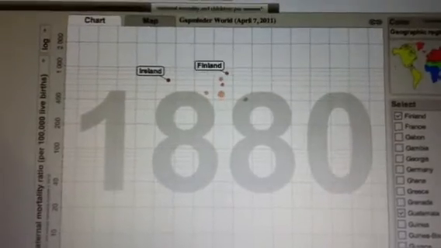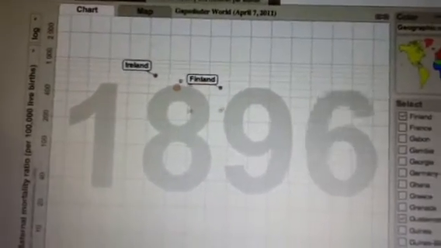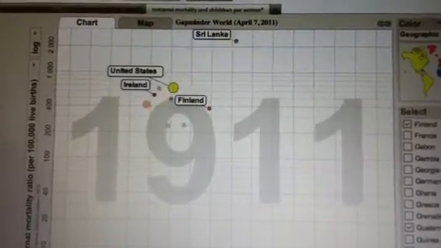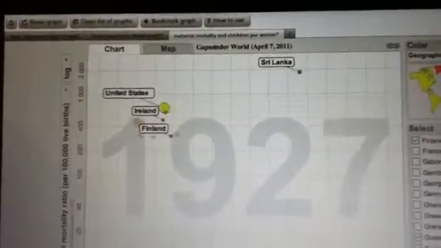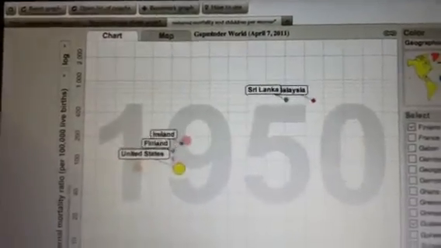1880, we only have information right now for Finland and Ireland. Here go the years. We're having now more countries. The United States is starting to report around 1900, and there is Sri Lanka up very high, at more than 2,000 maternal deaths, and that was about the 1940s.